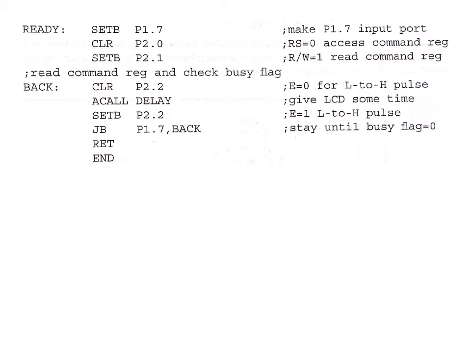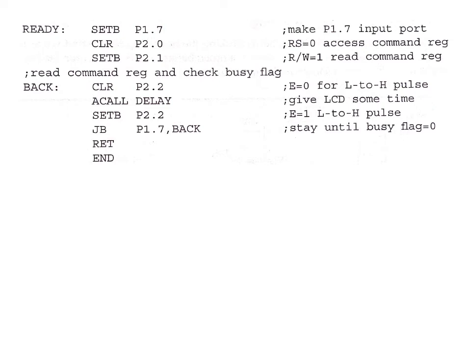Then SETB P2.2, so set bit P2.2. Initially we have cleared P2.2, so now we should set P2.2. So E is equal to 1, low to high pulse. To achieve this, we need to set this particular bit. Then the next instruction is very important, that is JB, jump if bit, P1.7, comma, back.